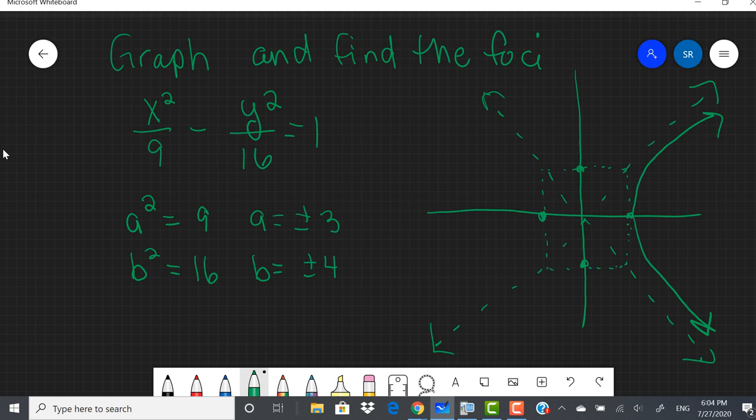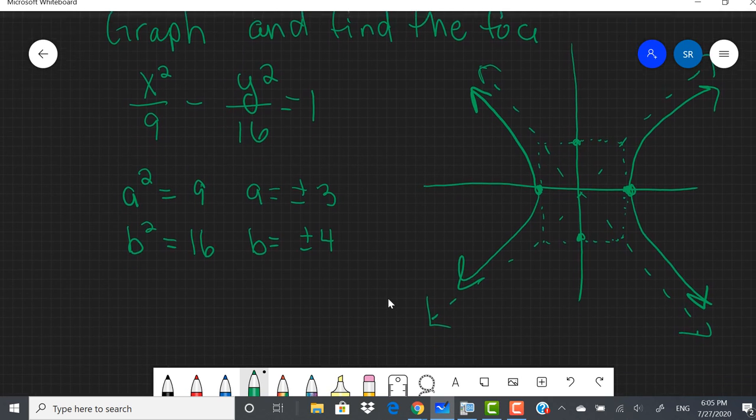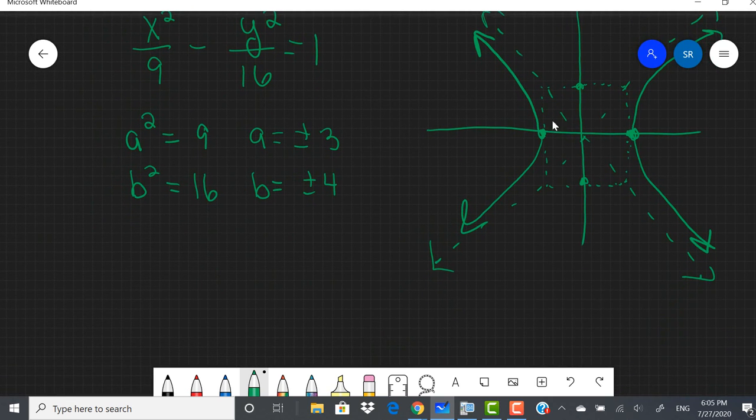And basically, here's my vertices that we found through my a squared and b squared. And then I'm going to go over here to this side. So that's my a squared is where my vertices are, excuse me. And that's what my parabola will look like over on its side since it's on the x-axis because my x's came first. So let's scroll down here and we want to find the foci.